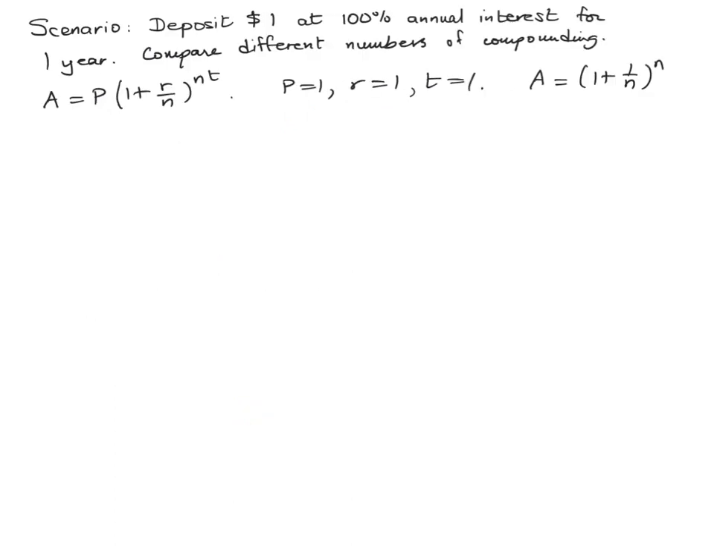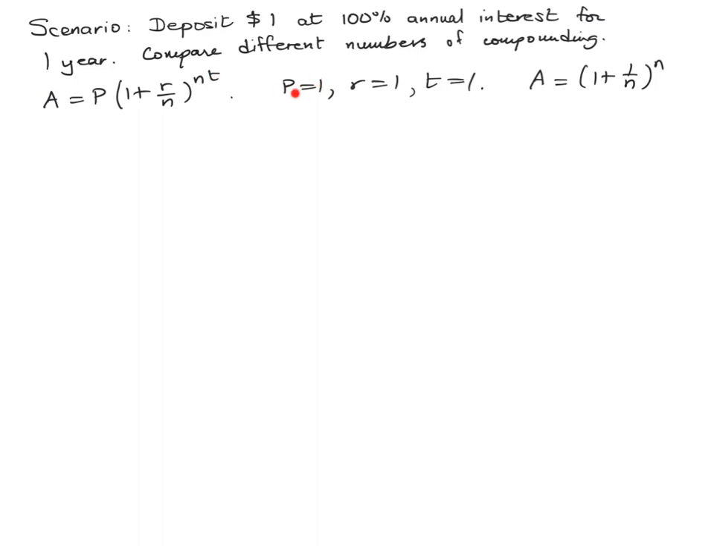So now we're going to take this concept of compounding multiple times in a year a little bit further. So we're going to create a sort of artificial scenario just to keep the numbers simple. We're going to deposit $1 in the bank. The bank's going to offer 100% annual interest for 1 year, and we're going to compare the different number of compoundings to figure out what the balance is. So this is the formula we need to use. A equals P times 1 plus R over N to the NT.